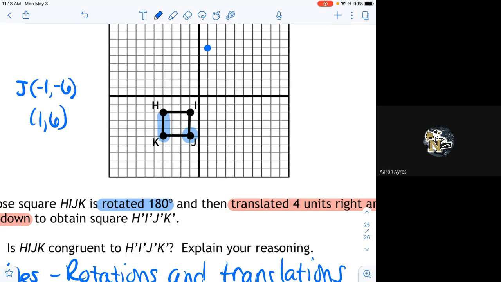Now we have to translate that point 4 units right and 3 units down. So just count it out. 1, 2, 3, 4 to the right. See that point right there. And then 3 down: 1, 2, 3. So I end up right there. Is everybody okay with that?